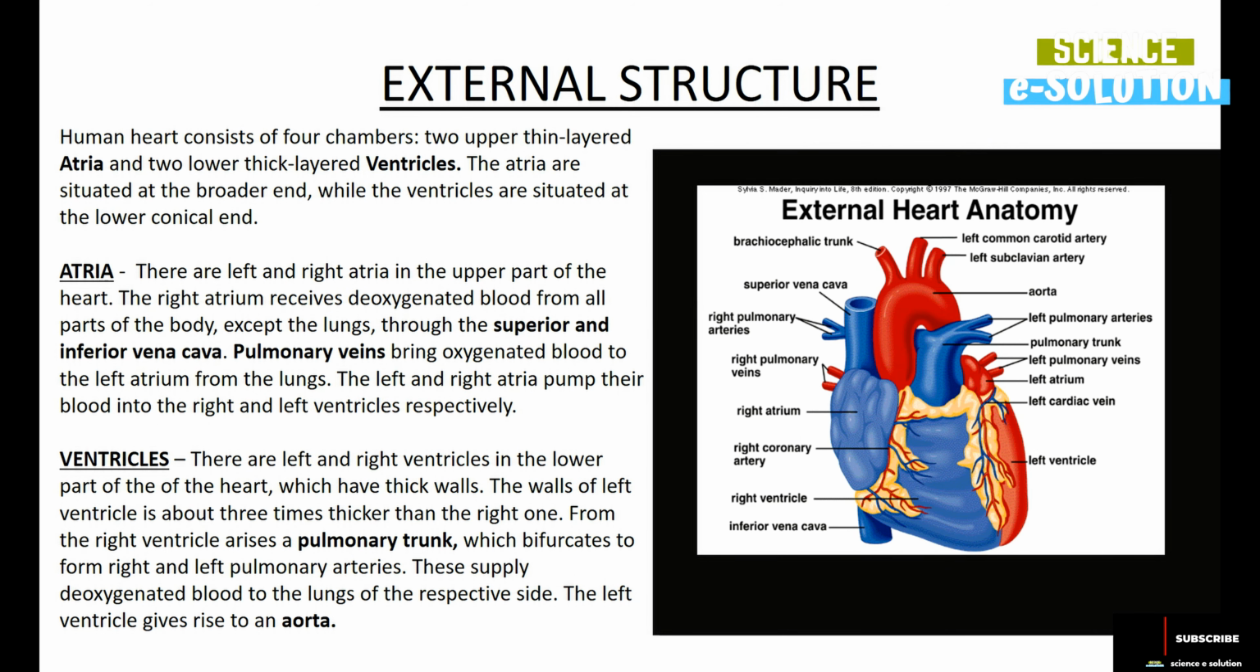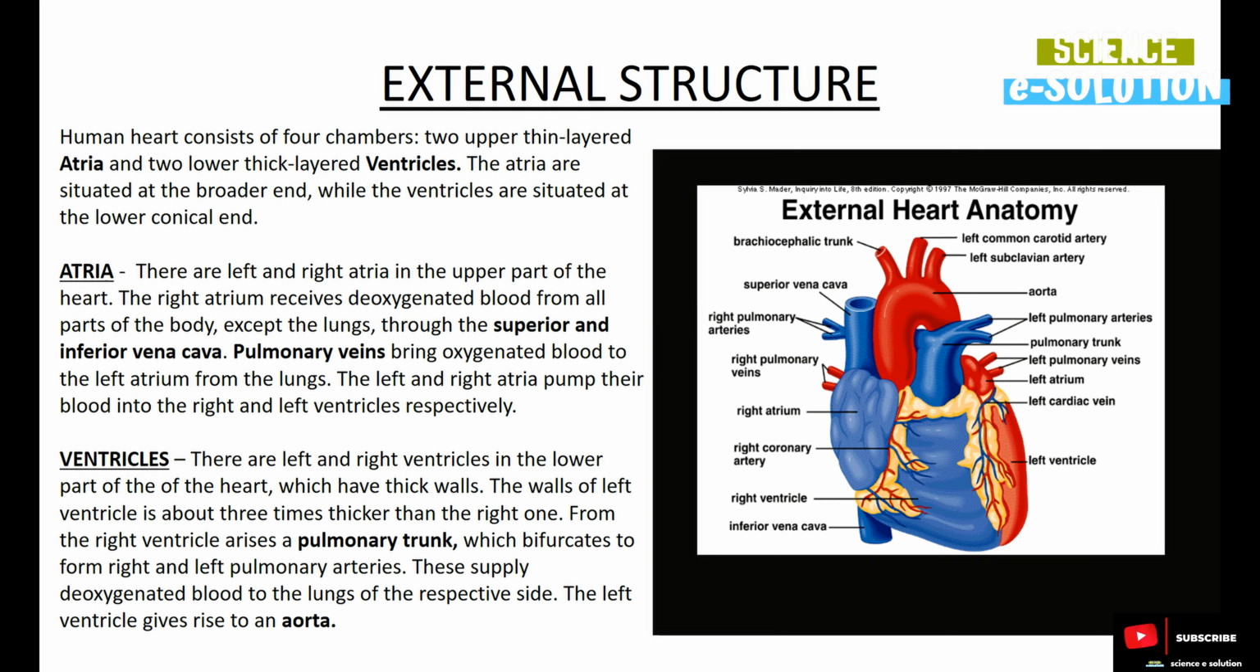Now we'll be going through the details of the external structures. You can see very clearly in the picture. Look at the diagram. We can see clearly there are four chambers, two upper thin layered atria and two lower thick layered ventricles. Atria are situated at the upper broader end, and the ventricles at the lower conical end.